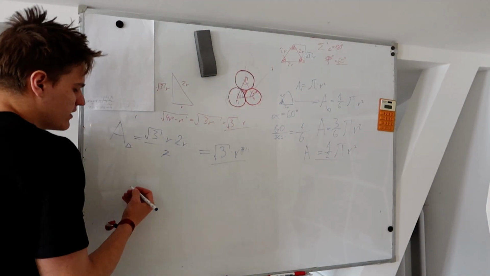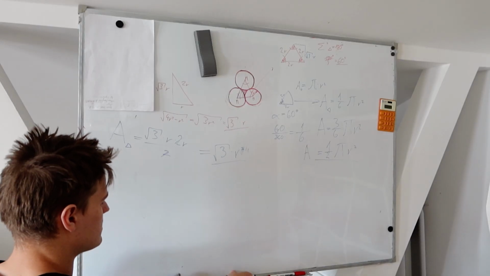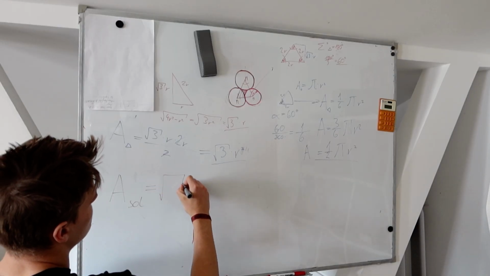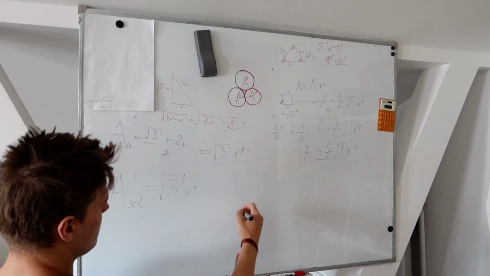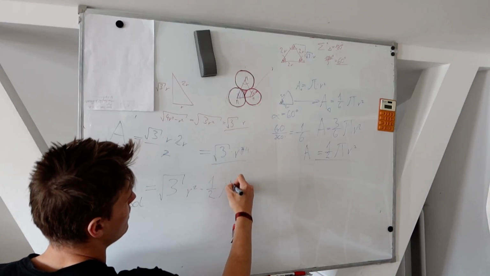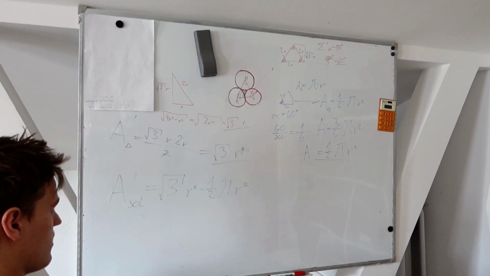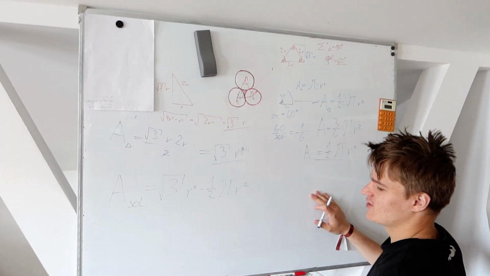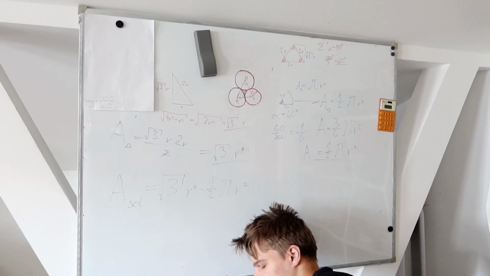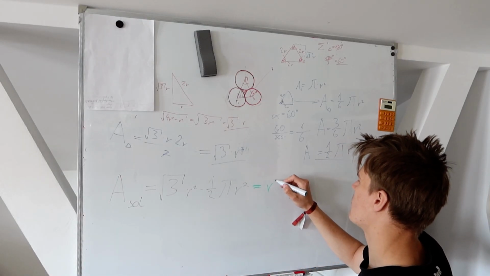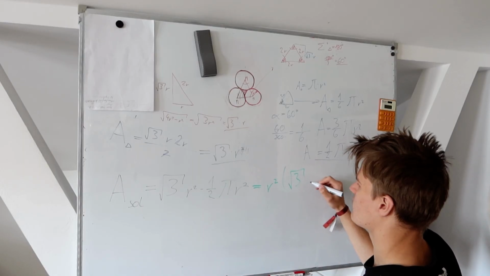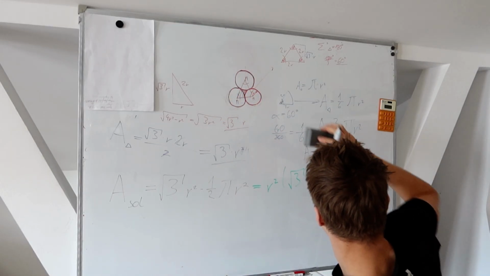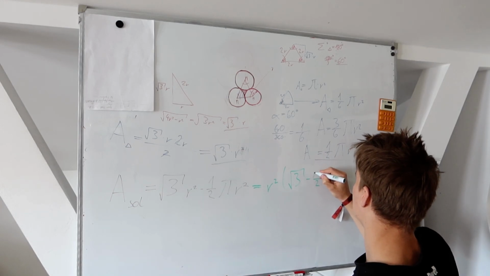So actually the area of our solution, so let me write this as a solution, is square root 3 r squared minus 1/2 pi r squared. Now, some of you guys might even see, yeah, well, this is just r squared. So actually the way that I would write this, maybe if I were to write this in a nice way, is equal to r squared times square root 3 minus 1/2 times pi, and this is just the same as pi over 2.